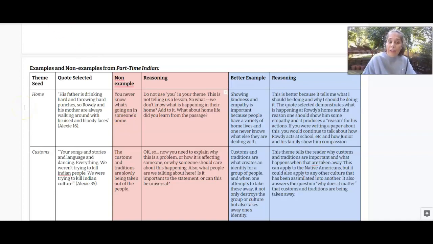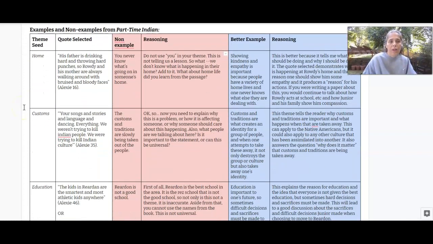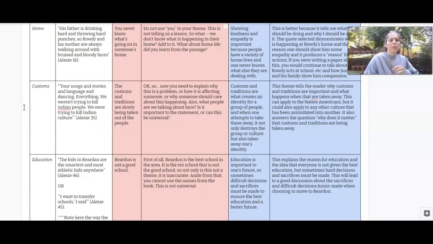So let's talk about another example, customs. The quote that this person selected was, "Your songs and stories and language and dancing, everything. We weren't trying to kill Indian people. We were trying to kill Indian culture." So a non-example of a theme is, the customs and traditions are slowly being taken out of people. I don't really know what that means, right?